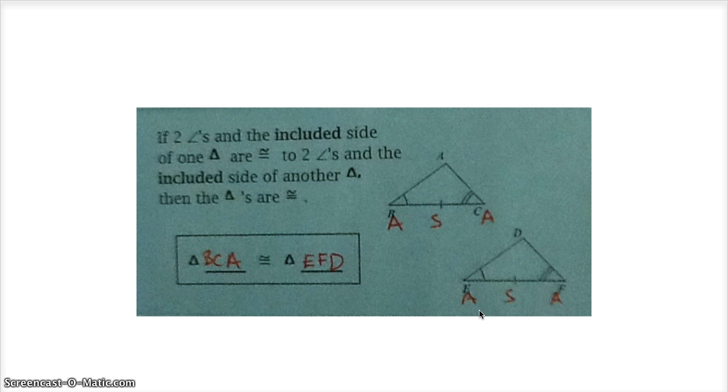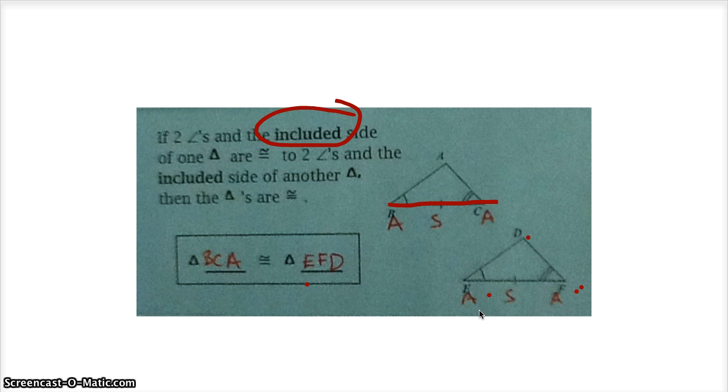Okay, this one reads, if two angles and an included side of one triangle are congruent to two angles and the included side of another triangle, then the triangles are congruent. So this one's angle, side, angle. Notice it says included this time. So the included side is in between the two angles. So I named the first one BCA. B goes with E, so I did it first. C goes with F, so I did it second. And A goes with D.